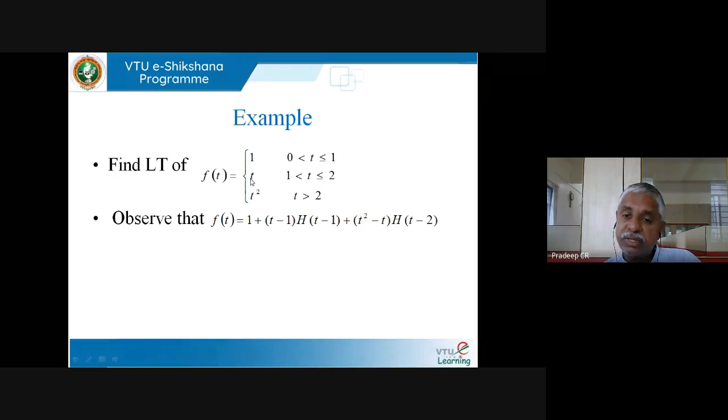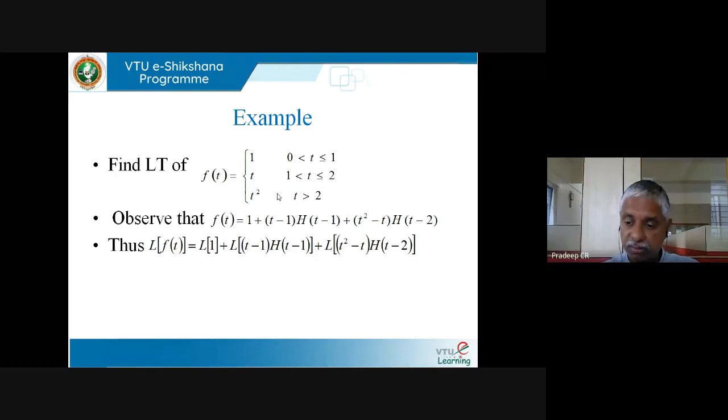And if t is greater than 2, it is definitely greater than 1 also. So H(t-1) is 1 and H(t-2) is also 1 because t is greater than 2. Both these are 1 means I get 1 plus t minus 1, where the 1 will get cancelled, I get only t. T plus t square minus t, t and t will get cancelled and I am left with t square, that's what I have. So from this, how to find Laplace?